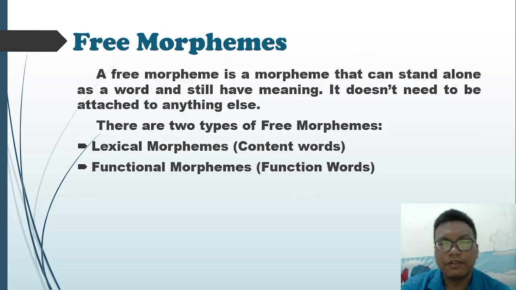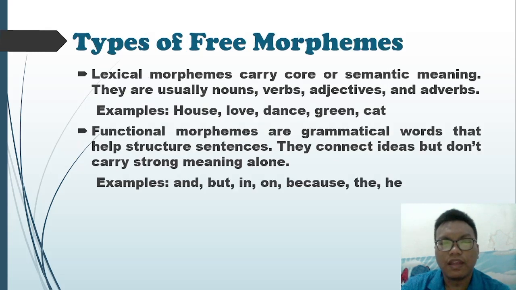First, we get into the free morpheme. A free morpheme is a morpheme that can stand alone as a word and still have meaning. It doesn't need to be attached to anything else. There are two types of free morphemes: lexical morphemes, which are content words, and functional morphemes, which are function words.